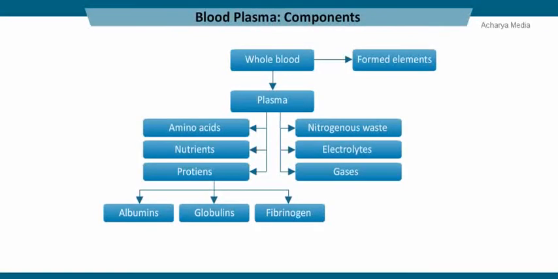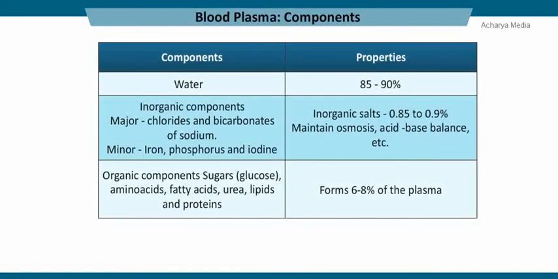Components of blood plasma. Plasma is straw-colored and clear. It is slightly alkaline in nature. It consists about 60% of the total volume of the blood. About 85 to 90% of the plasma is water. Plasma consists of organic and inorganic components.